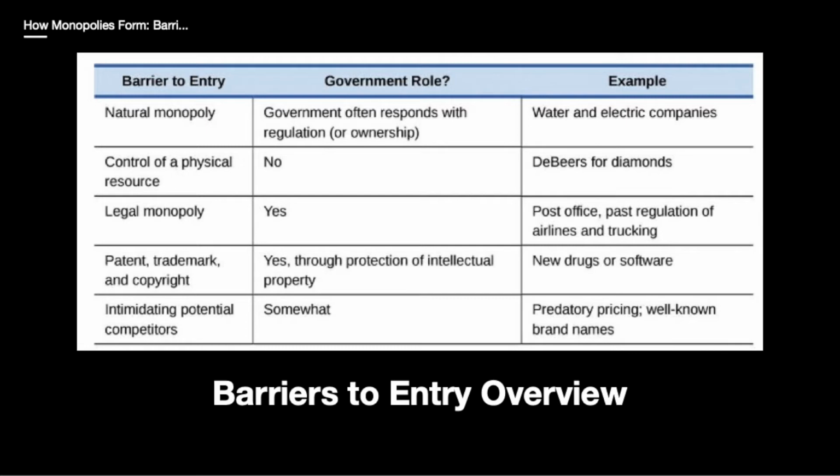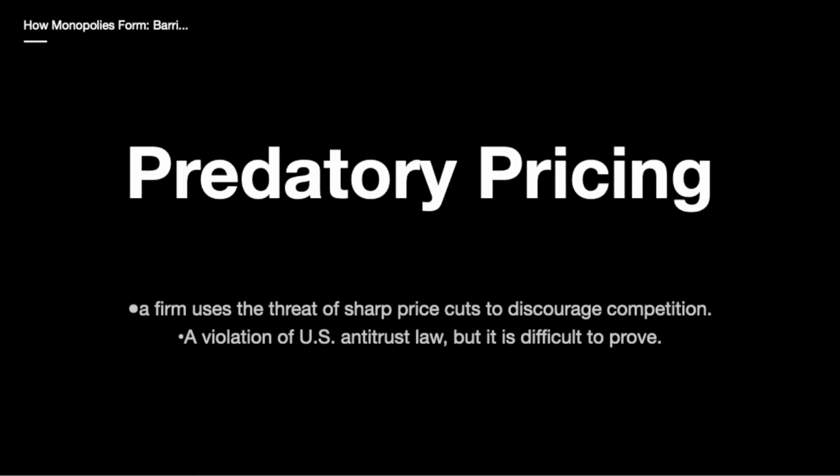A legal monopoly: does the government have a role? Yes, the post office and past regulation of airlines and trucking. Patent, trademark, and copyright: yes, the government does have a role through the protection of intellectual property, for example, new drugs or software. Intimidating potential competitors: does the government play a role? Somewhat. Predatory pricing and well known brand names. Predatory pricing is where a firm uses a threat of sharp price cuts to discourage competition.